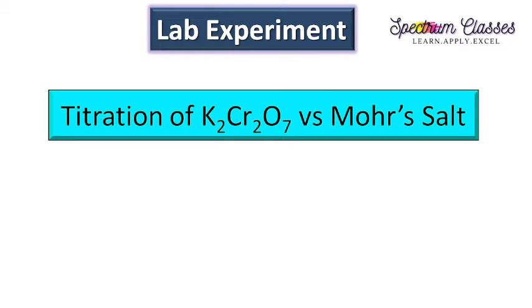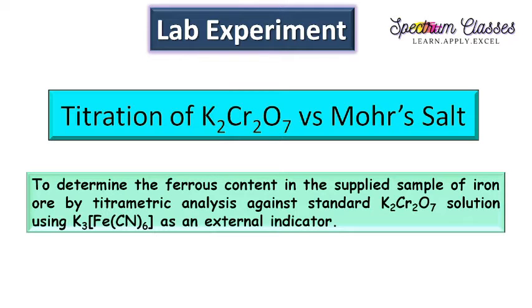Today in this video we are going to discuss the lab experiment in which I am going to perform titration of Mohr salt, that is ferrous ammonium sulphate, versus K2Cr2O7 as a titrant. And in this experiment we are going to use an external indicator. The aim of this experiment is to determine the ferrous content in the supplied sample of iron ore by titrimetric analysis against standard K2Cr2O7 solution using K3[Fe(CN)6] as an external indicator.